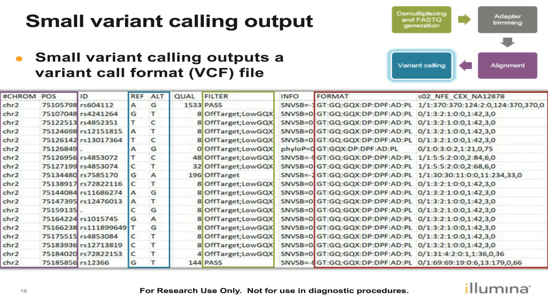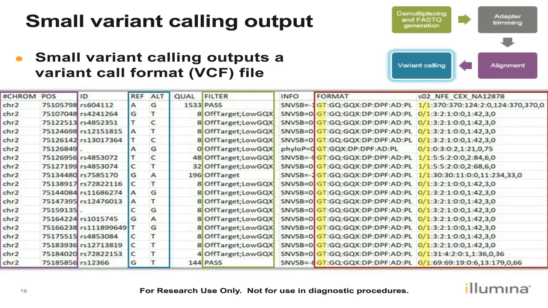And then lastly, we have our format and sample columns, and we'll go through some of the keys in here. Basically, what you have in the format column is a list of metrics that are encoded with these acronyms. And then in the sample column, those metrics are defined or given values.